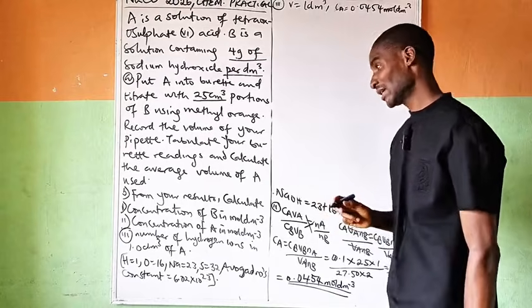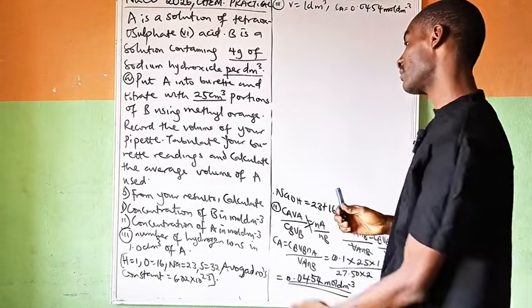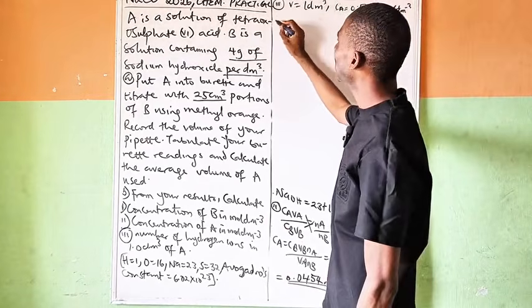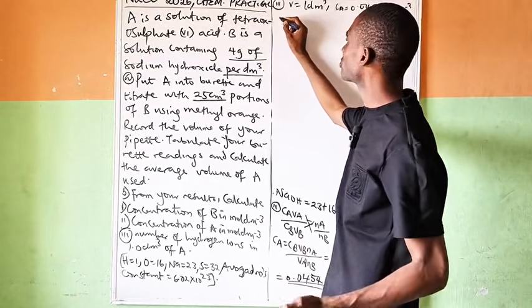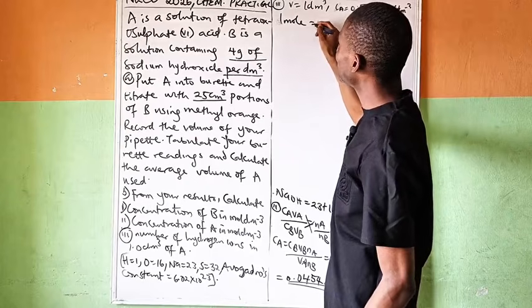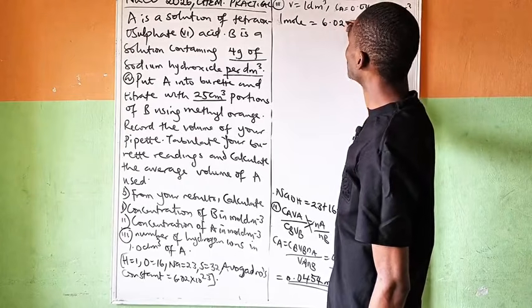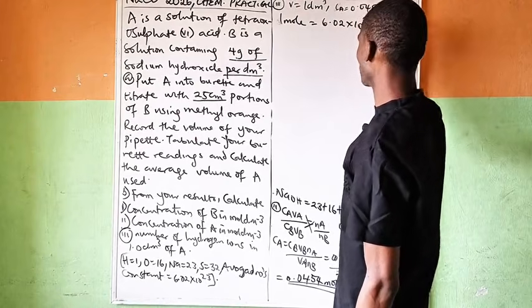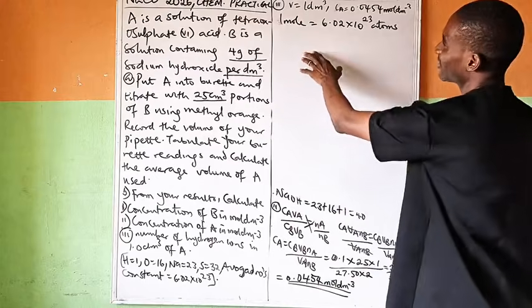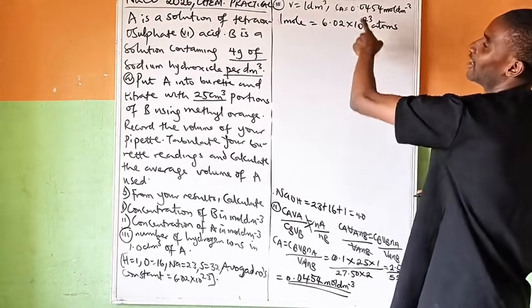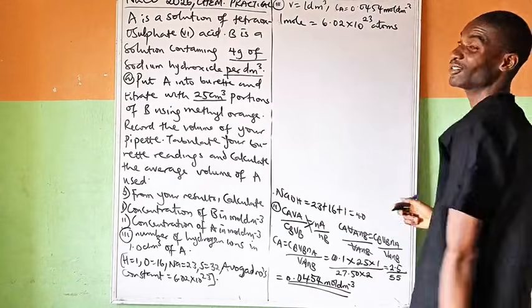Now they're asking us the number of ions, or the number of hydrogen ions. To know that is very, very simple. According to Avogadro's law, 1 mole of any substance has 6.02 times 10 raised to 23 atoms, particles or ions. So if that is the case, all we need to do is to find the number of moles from here, convert this to number of moles, and then equate it to this.